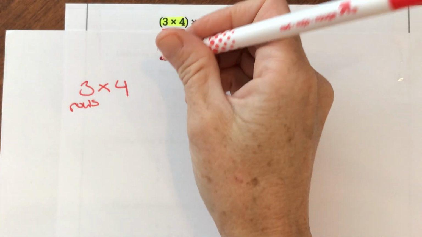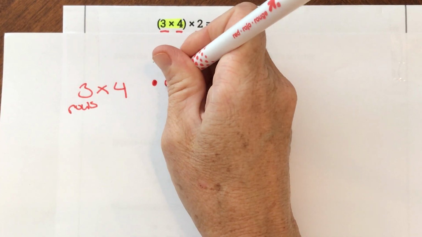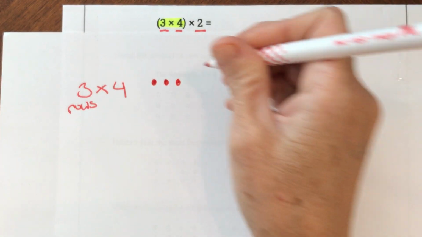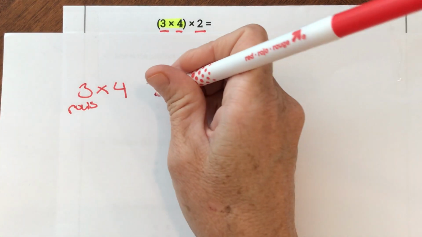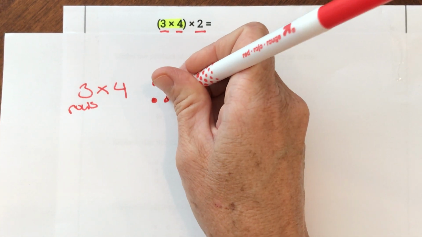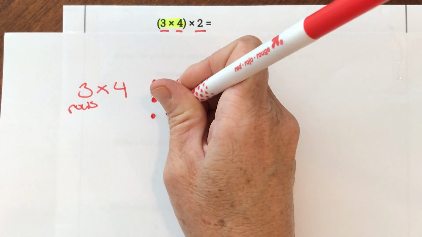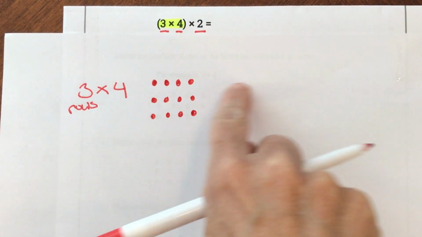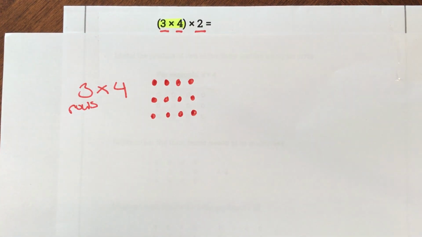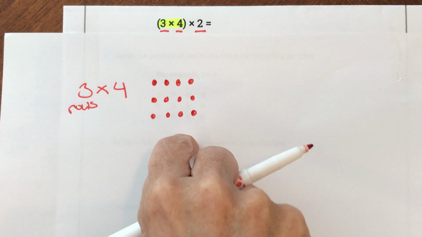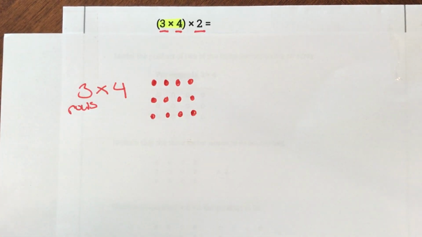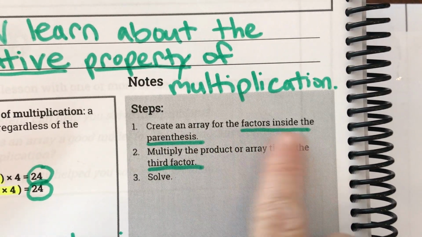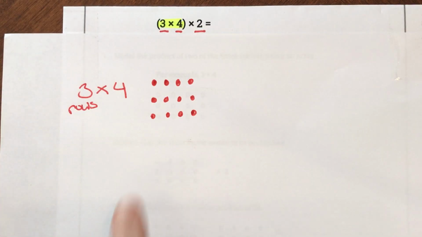Okay, so I'm going to have 1, 2, 3, 4. There's my first row. 1, 2, 3, 4. 1, 2, 3, 4. So 3 times 4 looks like this: 3 rows of 4 each. Okay, that's what they wanted me to do, to create an array for the factors inside the parentheses. So I did that. Okay, now what do I do?